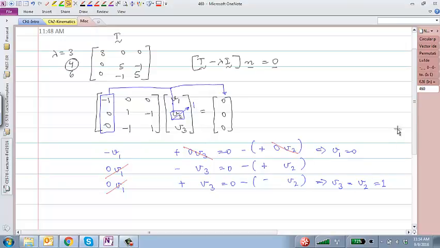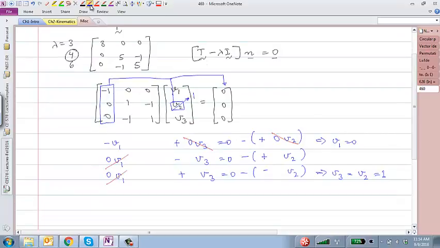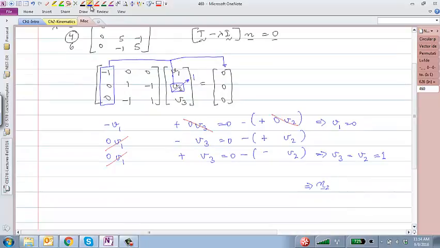So now I have all the three components, which immediately allows me to write N2, because this is the second eigenvector that we are finding. N2 would be written as the three components, V1 is 0, V2 and V3 are 1. And this is a perfectly valid solution, okay? This N2 is an eigenvector.